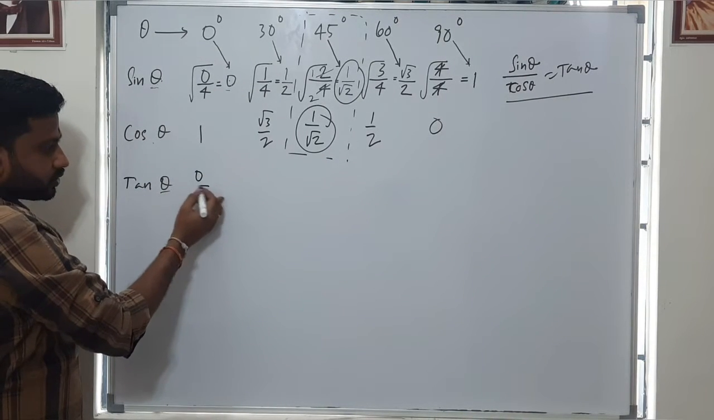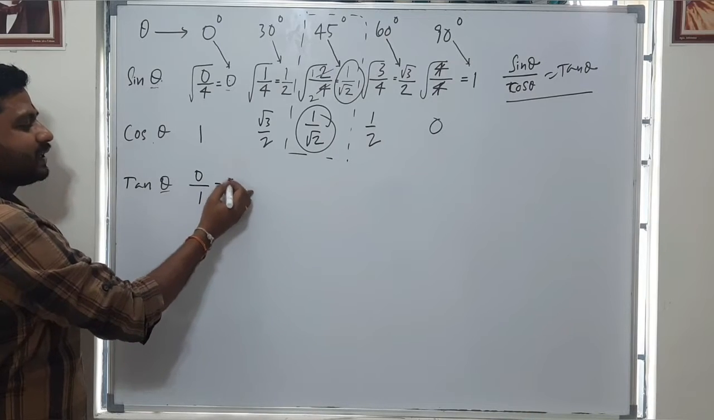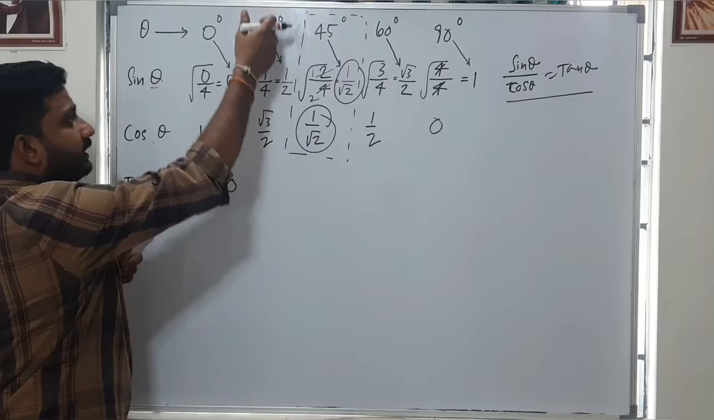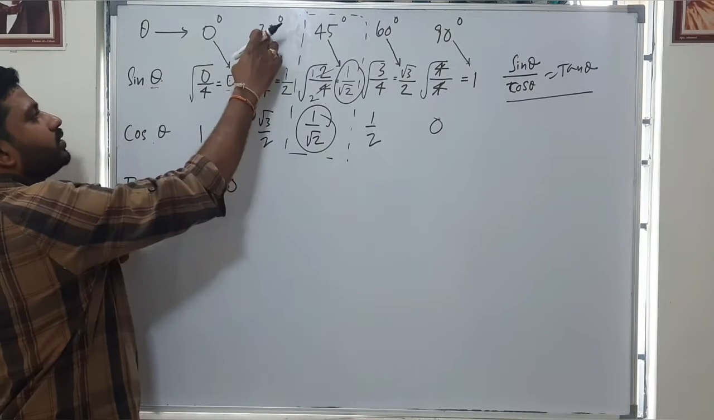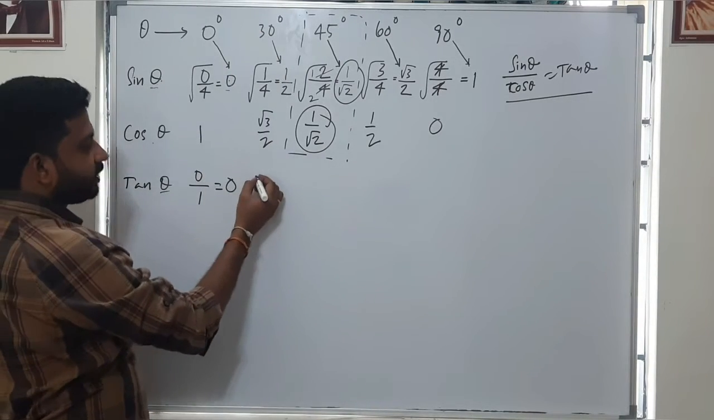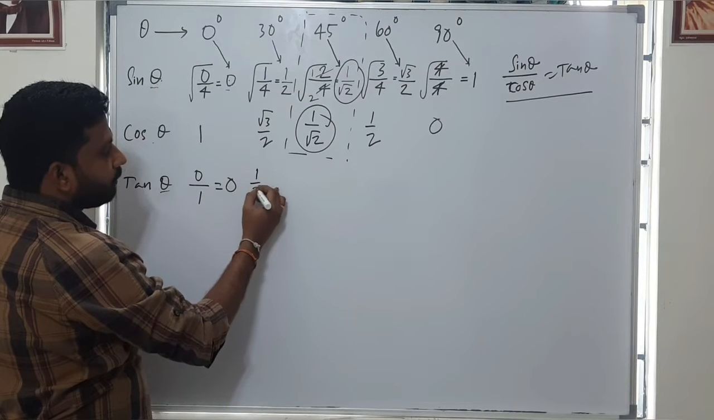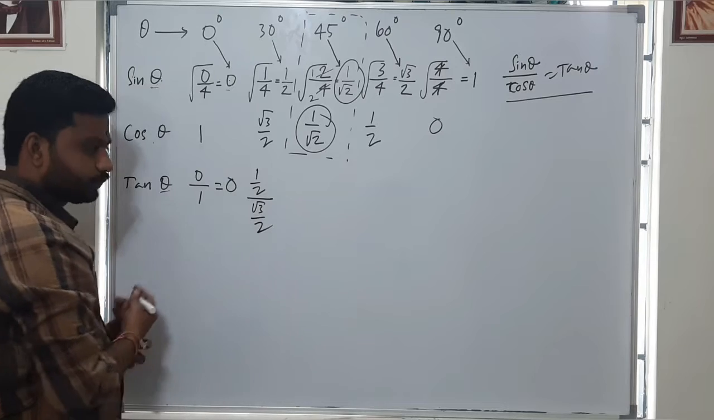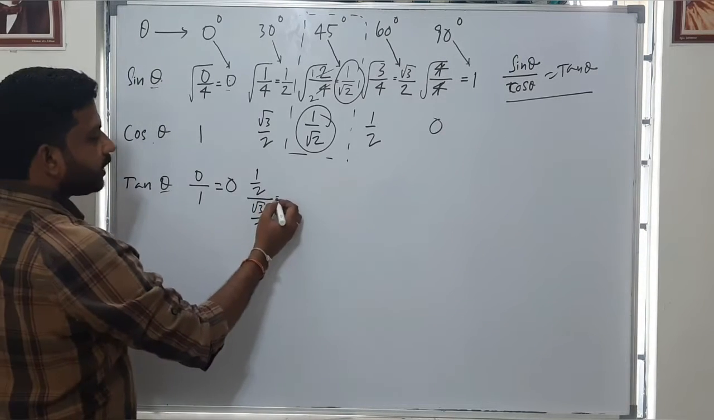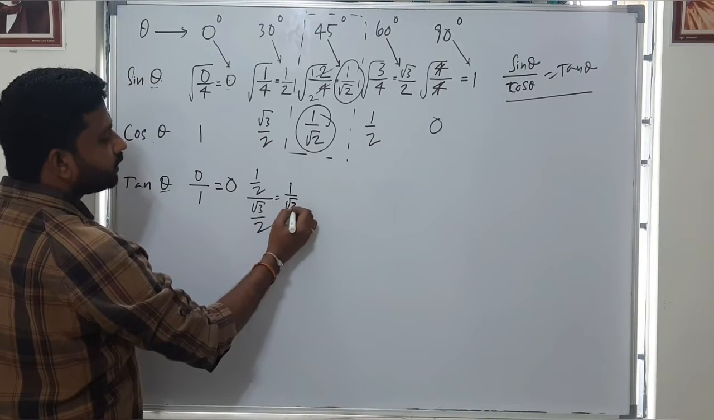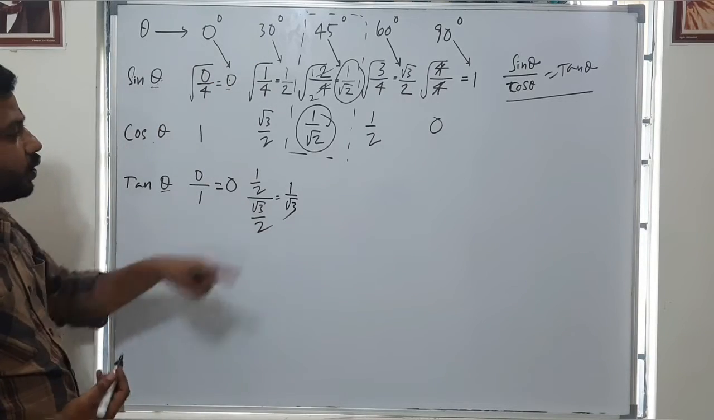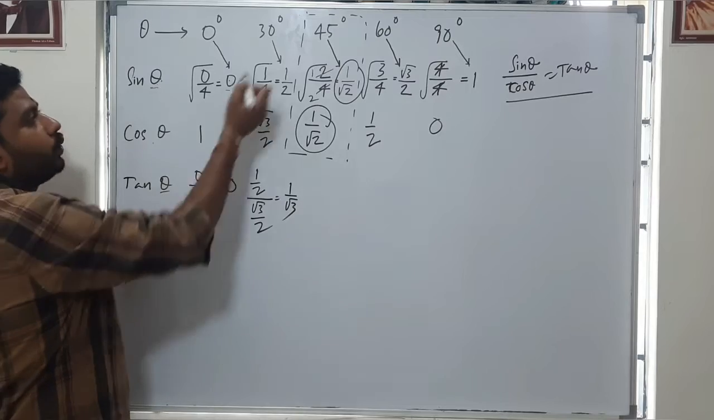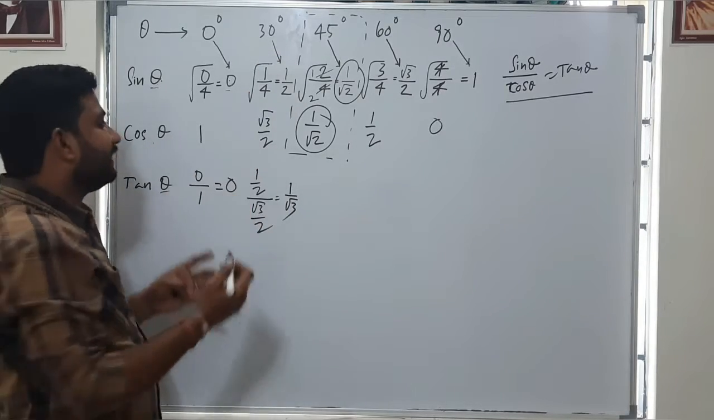So look here, 0 by 1, it's 0. Done? No. Tan 30 is equal to sin 30 by cos 30. What is sin 30 by cos 30 here? It's 1 by 2 divided by root 3 by 2. Right? What is that? It's 1 by root 3. So what is tan 30? 1 by root 3.